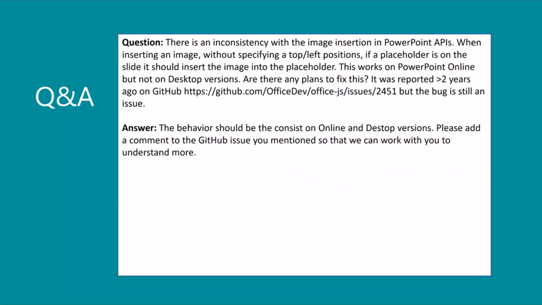The next question is about an inconsistency with image insertion in the PowerPoint APIs when inserting an image without specifying positions. If a placeholder is on the slide, it should insert the image into the placeholder. This works on PowerPoint Online, but not on desktop versions. The team tried the behavior, and it should be consistent on online and desktop versions. We are not sure if this GitHub issue was created by you. If you are in chat or listen to the recording, you can add a comment to the GitHub issue you mentioned, so that we can work with you to understand more about your scenarios and questions.